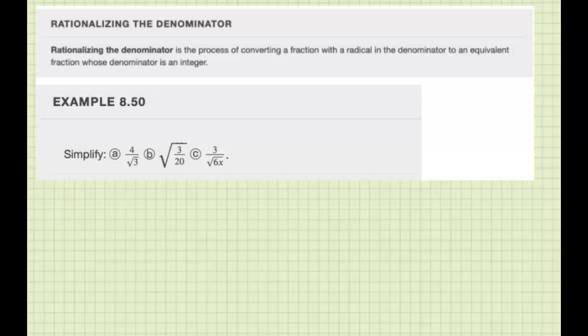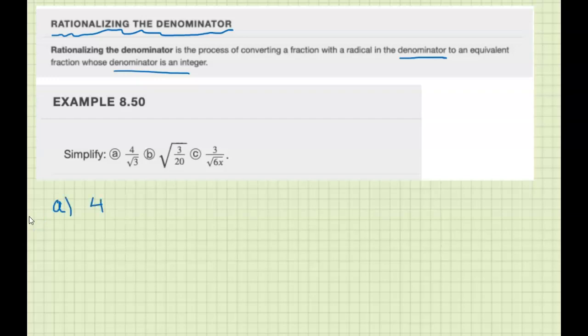And for the rest of the section, we're going to look at some problems that ask you to rationalize the denominator. This is the process of converting a fraction with a radical in the denominator to an equivalent fraction whose denominator is an integer. Basically, we want to remove the radical from the denominator. That's for convenience. If you have fractions with radicals, they're usually harder to combine with other fractions. So often you want to remove the radicals from the denominator.